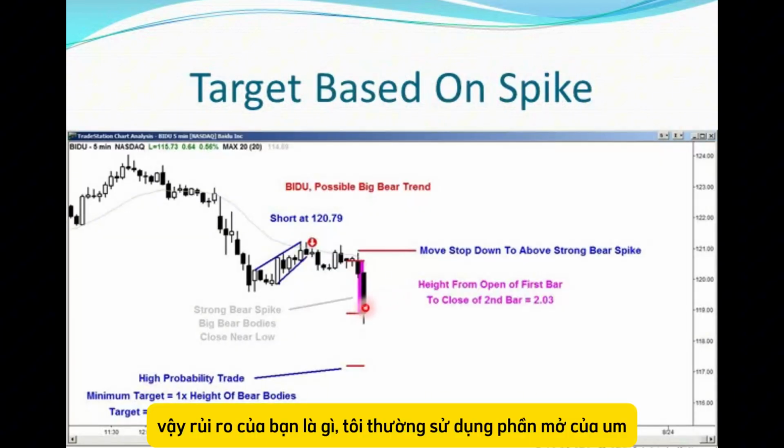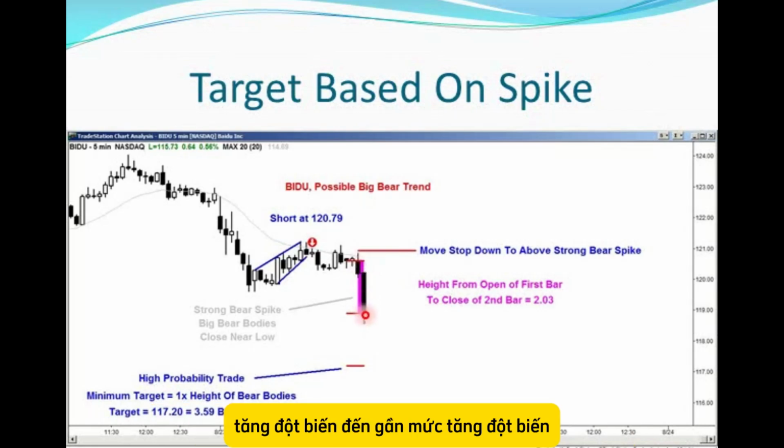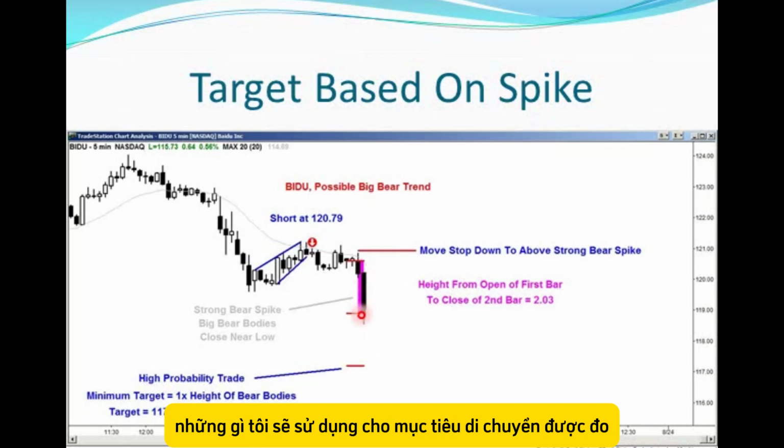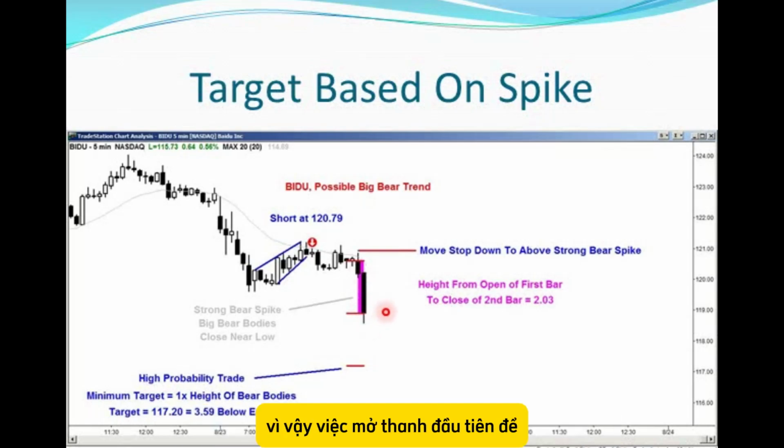So what is your risk? I usually use the open of the spike to the close of the spike. So at the moment, this pink bar is what I would use for the measured move target. So the open of the first bar to the close of the second bar, it's $2.03, and this would be my target.